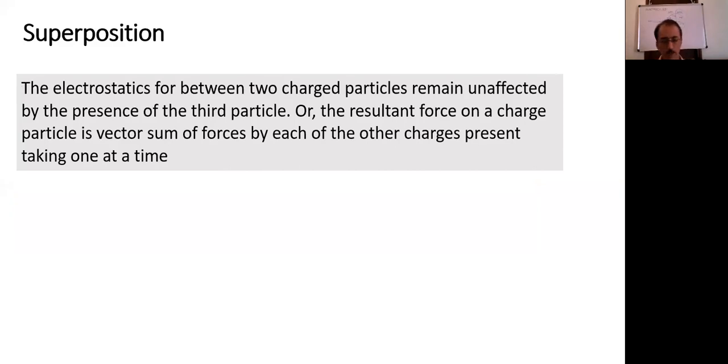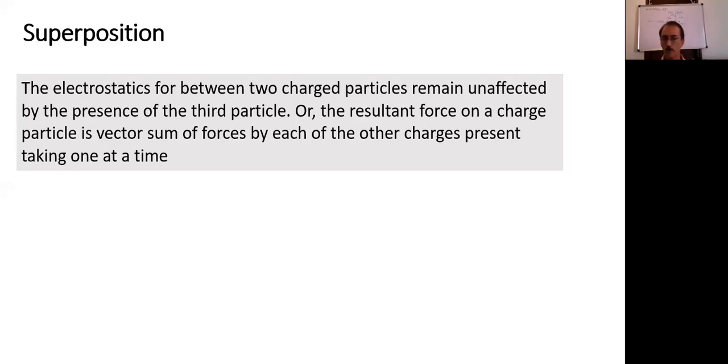Then, similar to gravitation, what we have done so far was force between only two particles. What happens if a third charge is also present? There comes the principle of superposition, and I think we have done it in gravitation, it is the same thing. What does the principle of superposition say? The electrostatic force between two charged particles remains unaffected by the presence of a third particle. And it's pretty useful. How is it useful? In other words, the resultant force on a charged particle is the vector sum of the force by each of the other charges present, taking one at a time.